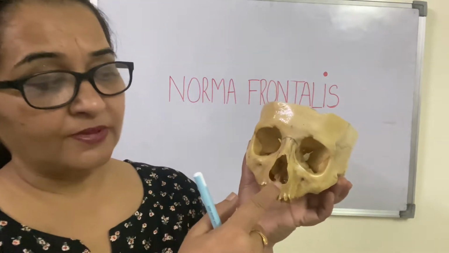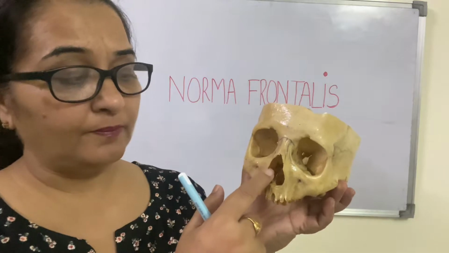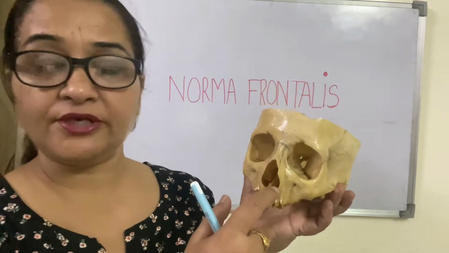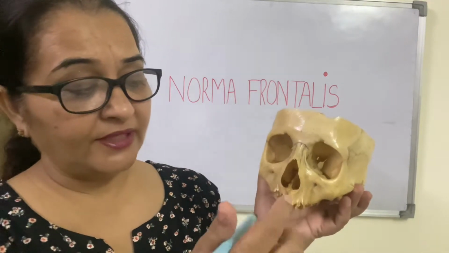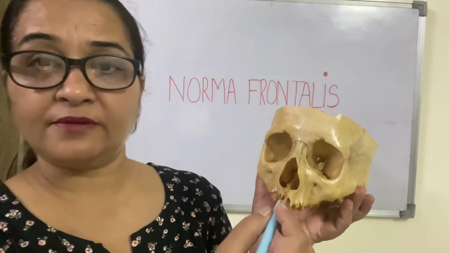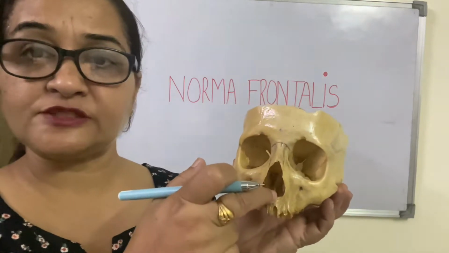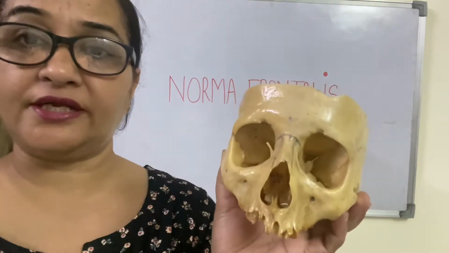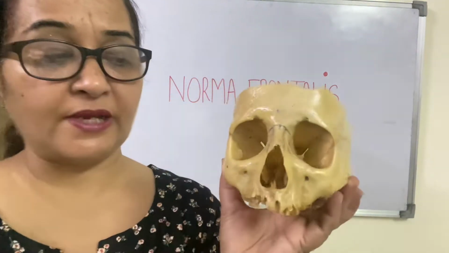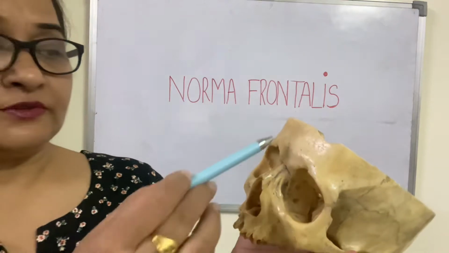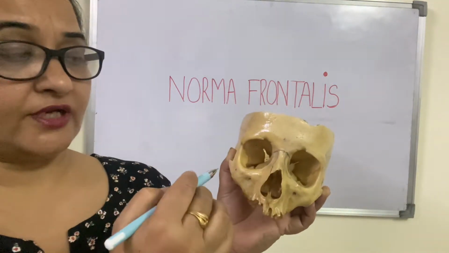So this nasal aperture is completed above by the lower border of the nasal bones, and below and laterally it is completed by the maxilla. Now these two maxillae meet in the center. This is known as the intermaxillary suture. The upper end of this intermaxillary suture has a spine-like structure. This is known as the anterior nasal spine. You can see here, this is the anterior nasal spine. So this is all about the different bones which are coming in the norma frontalis.